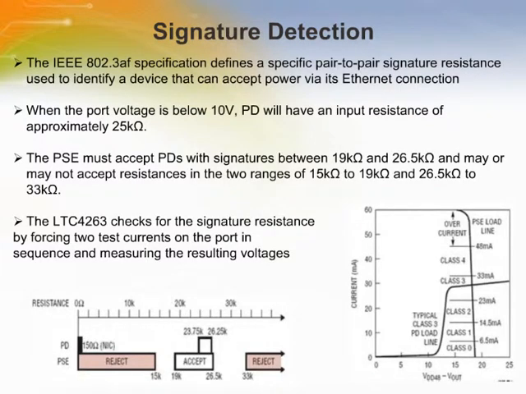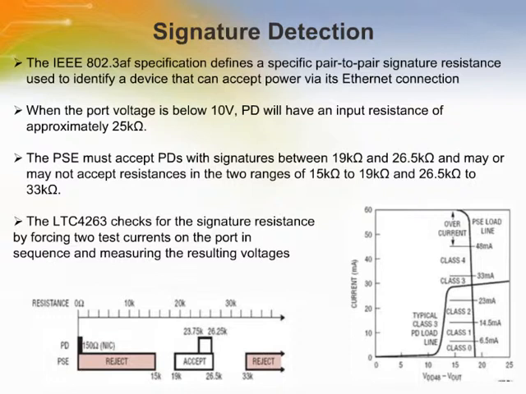The LTC4263 autonomously tests for a valid PD connected to the port. It repeatedly queries the port every 580 milliseconds or every 3.2 seconds. The LTC4263 checks for the signature resistance by forcing two test currents on the port in sequence and measuring the resulting voltages. It then subtracts the two VI points to determine the resistive slope, while removing voltage offset caused by any series diodes or current offset caused by leakage at the port.